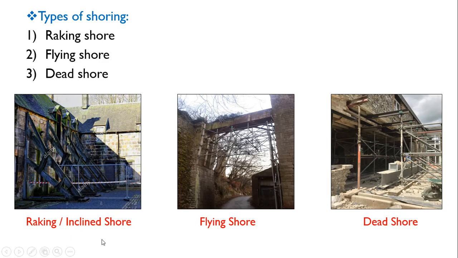Then what are the types of shoring? Raking shore, flying shore, dead shore. We shall discuss only raking shore and flying shore. So here you can see this is the raking shore, an inclined shore is provided. This is the flying shore, horizontal support is provided, and this is the dead shore. Dead shore means permanent support is provided.